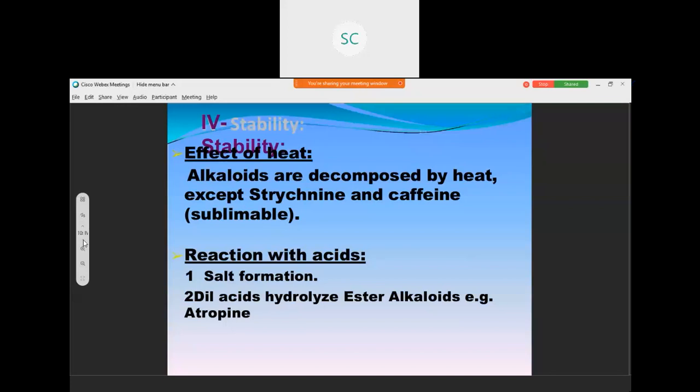In these chemical properties, next one is stability, effect of heat. Alkaloids are decomposed by heat except strychnine and caffeine. Next one, reaction with acids. Already we know alkaloids exhibit basic nature. So alkaloids react with acids and form salts. And one more thing, dilute acids hydrolyze ester alkaloids. For example, atropine. In the next class, we discuss about the classification of alkaloids.